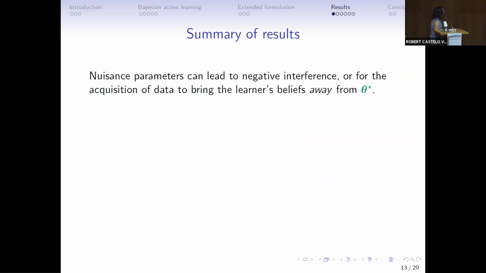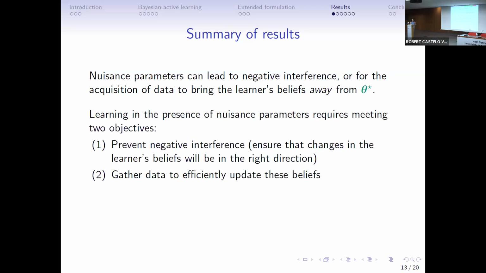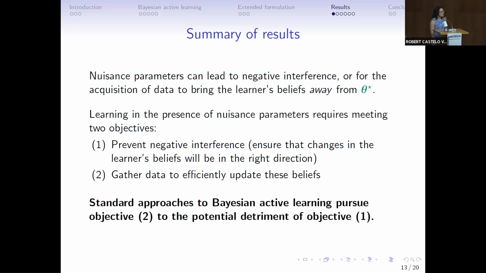What we're going to show is that nuisance parameters can lead to negative interference. In other words, in the presence of nuisance parameters, the acquisition of data can bring the learner's beliefs away from theta star. And so the implication of this is that learning in the presence of nuisance parameters requires meeting two objectives. One, you want the learner to prevent negative interference. You want to ensure that when the learner changes their mind, they're changing it in the right direction. And then given that, you want to gather data to efficiently update your beliefs. The problem we're going to identify here is that standard approaches to Bayesian active learning pursue the second objective to the potential detriment of the first objective.